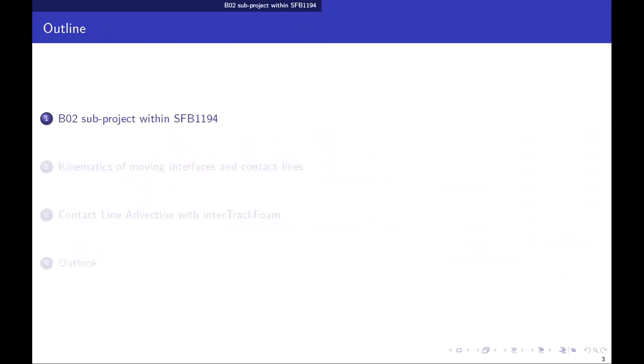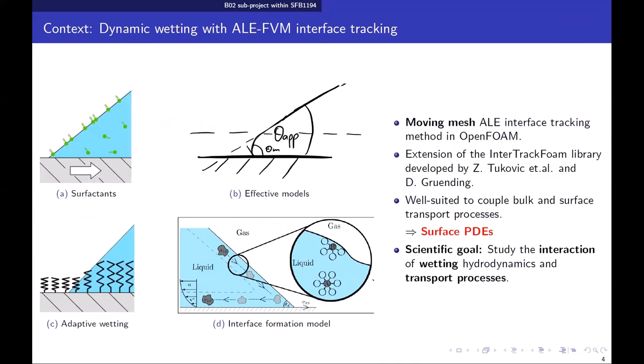I'm involved in. So to provide some context on the kind of work our subproject is doing within the Collaborative Research Center, we're mainly interested in studying the interaction of wetting hydrodynamics and what influence the transport processes have on these wetting hydrodynamics. For example, we have surfactant-laden droplet flows, like what is the influence on the contact line dynamics with surfactants on the interface, or for example, application of some subgrid models which capture the microscopic features on a macroscopic scale, or a movement of a drop on some polymer brushes, or other implementation of other mathematical models.